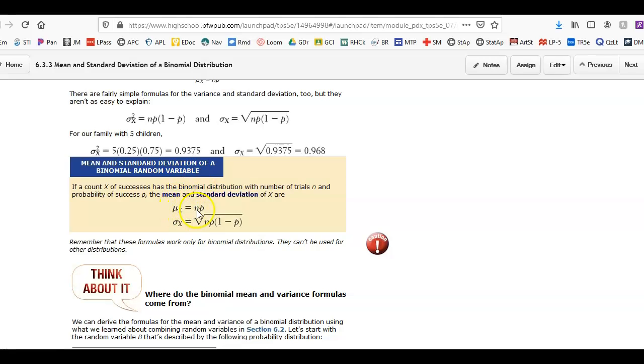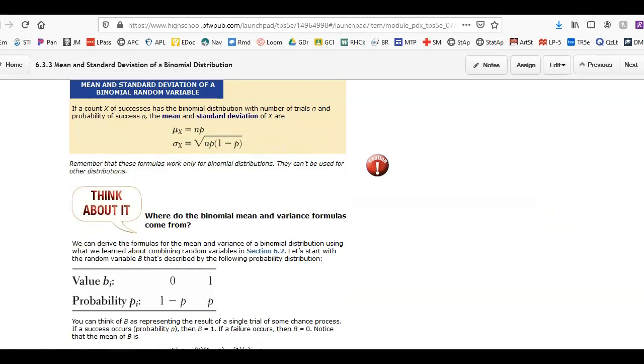The mean is just going to be the number of trials times the probability of success. So if 10% of people are left-handed and we sample 100 people, 100 times 0.1, we'd expect 10 to be left-handed. And then the standard deviation is the square root of n times p times 1 minus p. These are the mean and standard deviation for a binomial random variable. If it's not binomial, forget these formulas.